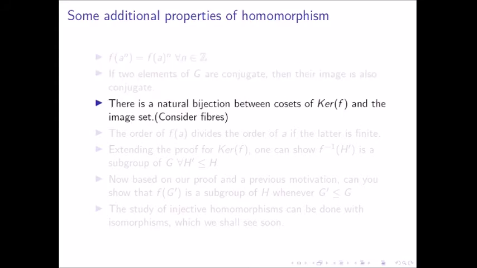There is a natural bijection between cosets of Ker f and the image set. I had already asked you to show that the fibers are basically some cosets of the kernel, and now the kernel is normal, so left coset or right coset doesn't matter. Indeed, show that this is a bijection, that is, the cosets of Ker f and the image set lie in a bijection. So indeed, by Lagrange's theorem, you can show that size of Ker f times the size of the image of f is indeed equal to the size of the group if the size of the group is finite.